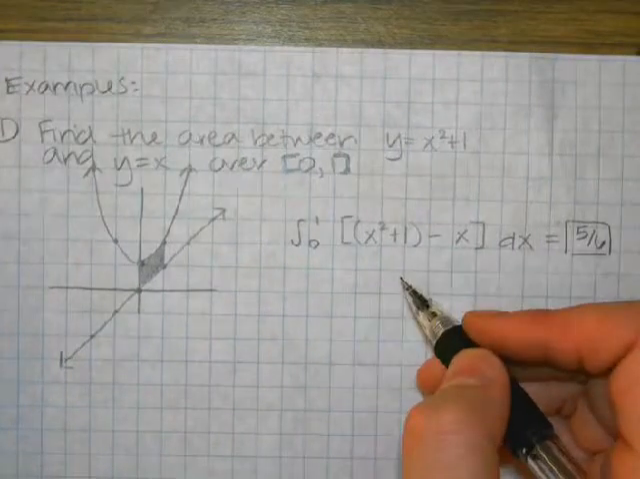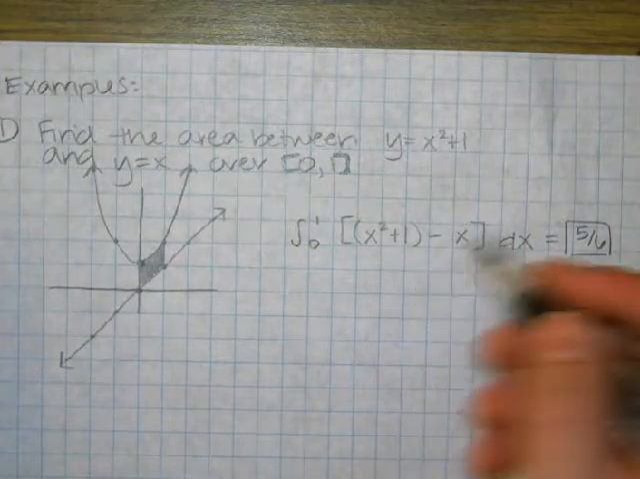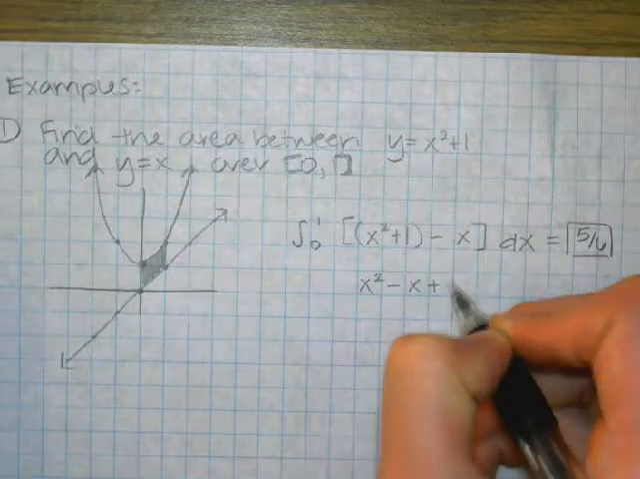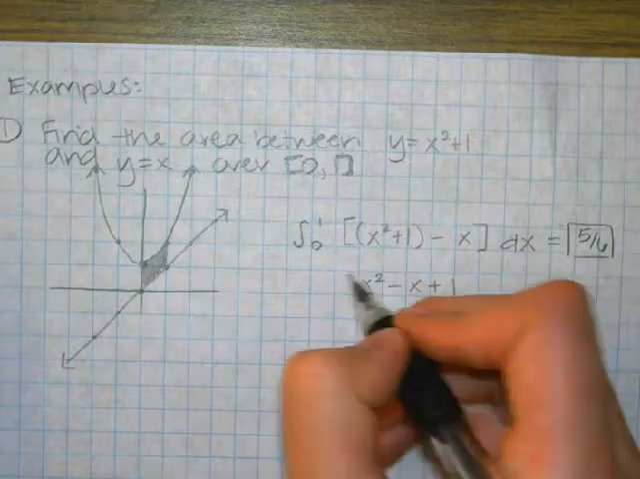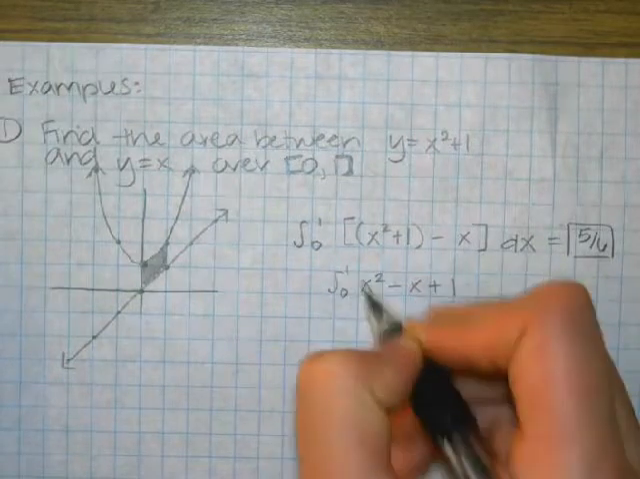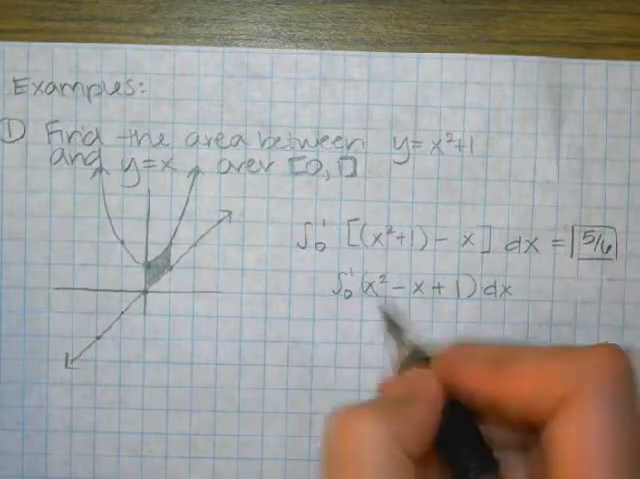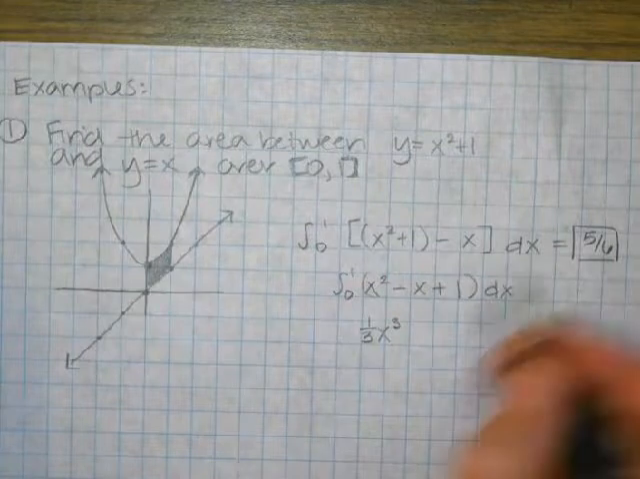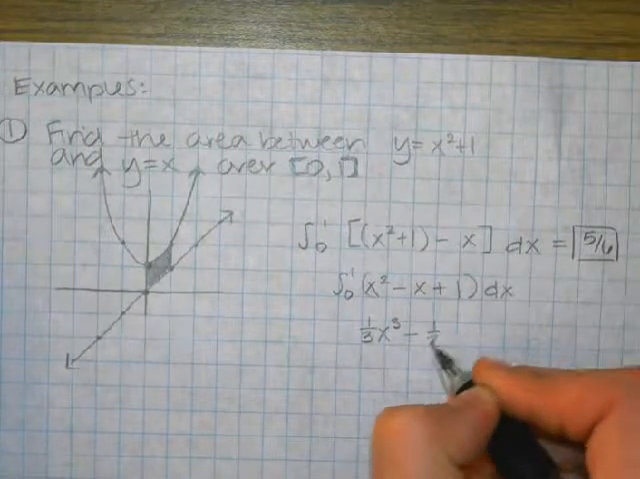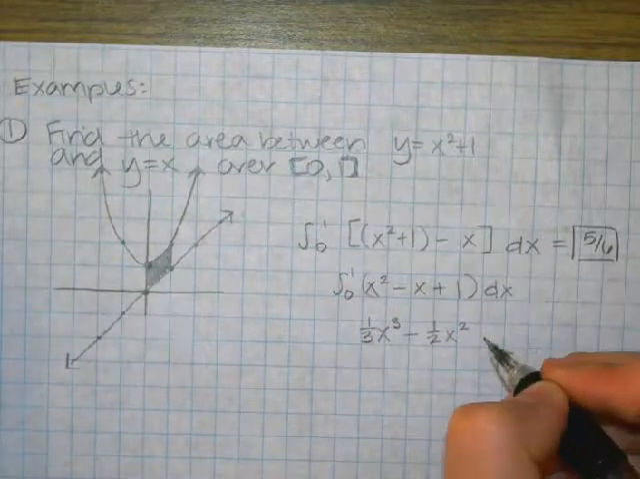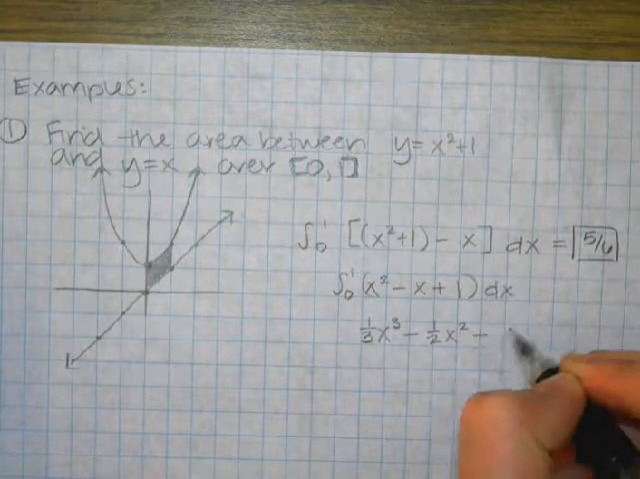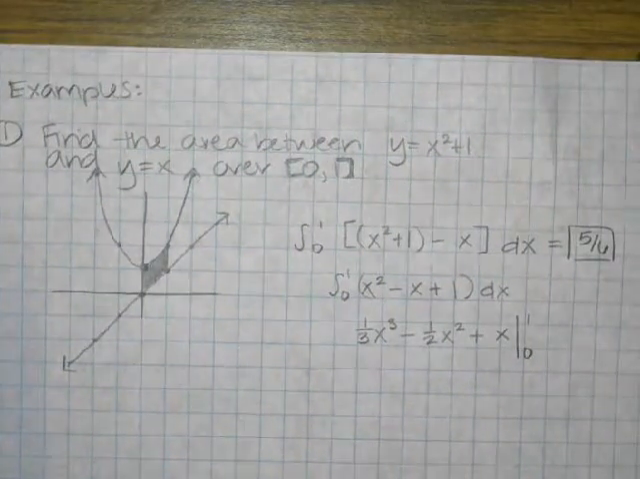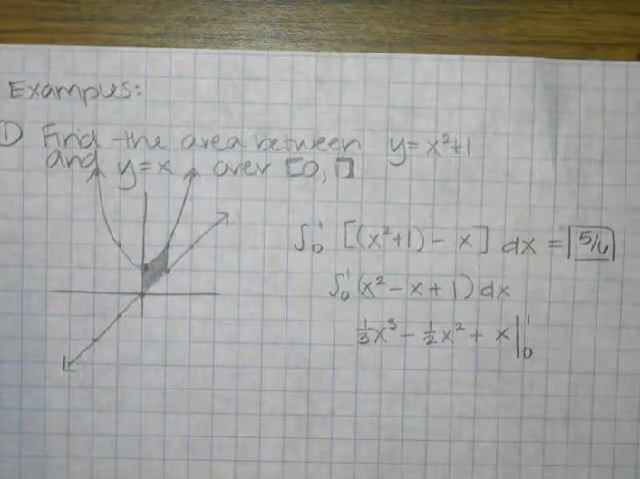If you were doing this one by hand, you might have put it in the correct order and said this is x squared minus x plus 1. And then by hand, what would you have done next? The antiderivative. So we would have had 1/3 x to the third minus 1/2 x squared plus x, evaluated from 0 to 1. Just make sure that if you're doing it by hand, you're being careful.